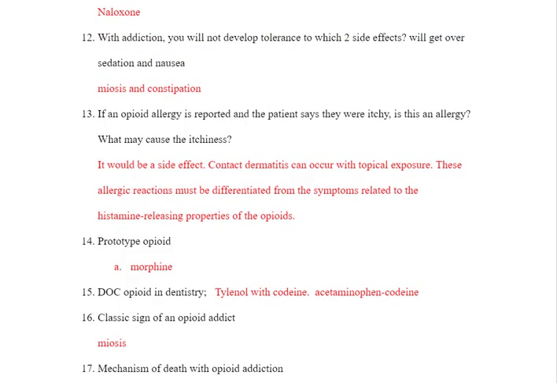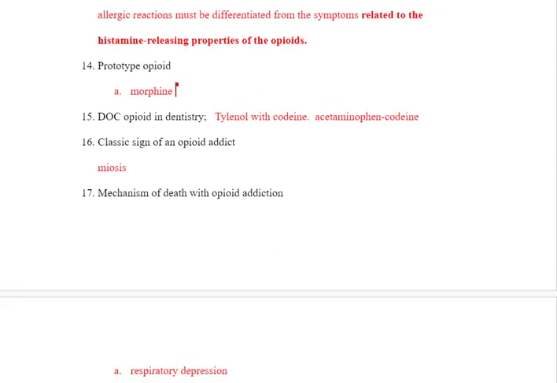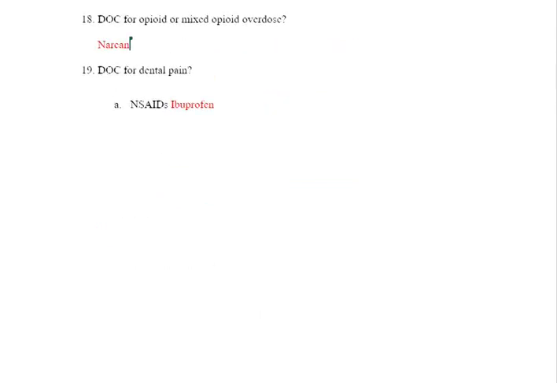Prototype opioid, morphine. So how would you use that in a sentence? Codeine is 100 times less potent than morphine. Fentanyl is 100 times more potent than morphine. They usually compare potencies to this other agent, the prototype. Classic sign of an opioid addict, miosis. Mechanism of death, respiratory depression and arrest. Drug of choice for opioid overdose, Narcan. Drug of choice for dental pain, ibuprofen.